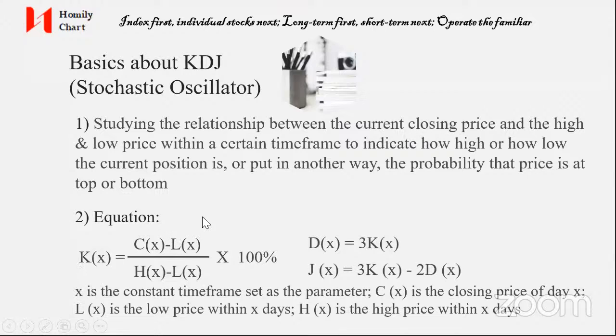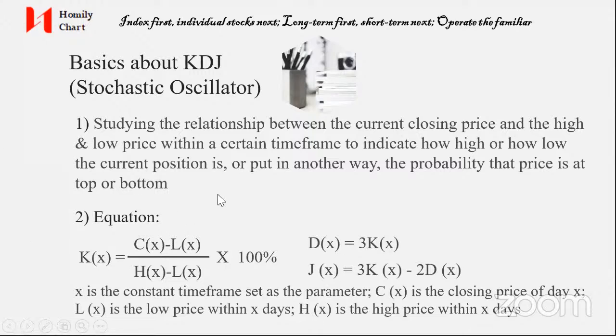After we calculate all the values for K, we connect them together to get the K line. The K line consists of a lot of values calculated based on this equation. D actually is based on K: D is 3 times K. So if you get a value for K, then you naturally get a value for D and J. And J equals 3K minus 2D. This is how we calculate the values for KDJ.